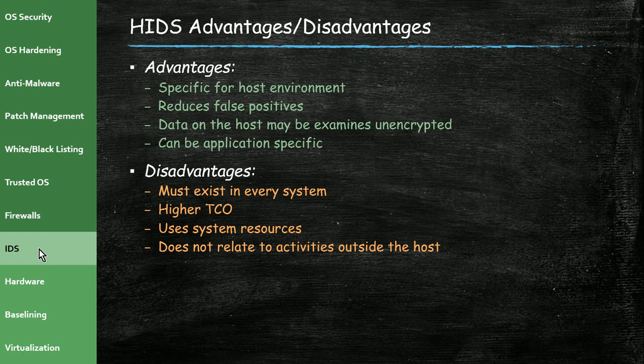It does not relate to the activities outside the host. In other words, it has no context of what's happening on the rest of the network. So it may miss an intrusion because it doesn't understand that someone's also trying to do the same thing on 5 other systems. And maybe that traffic looks relatively benign on just a single host, but when you aggregate that with what's happening across many different systems, then it would appear to be more nefarious.